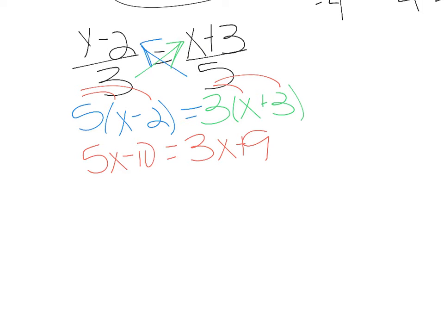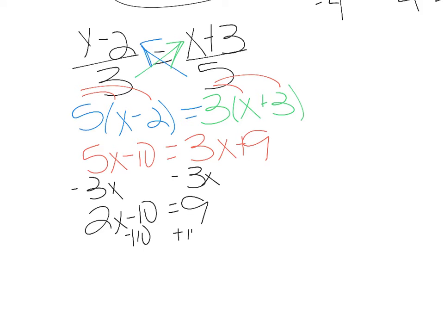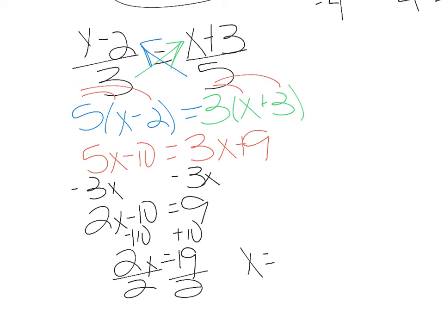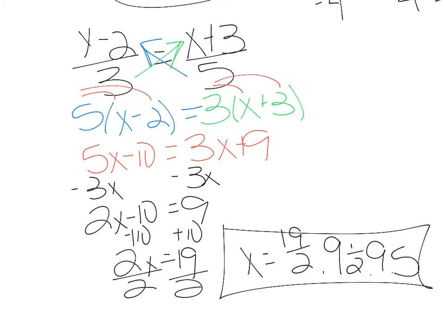And then we want to go ahead, get our x's in the same place. So we're going to subtract 3x from both sides, and I get 2x minus 10 equals 9. Add 10 to both sides. We have 2x equals 19. Divide both sides by 2. We get x equals, you could leave it as 19 over 2. If you wanted to change it to a mixed number, it should be 9 and a half. If you wanted to change it to a decimal, it would be 9.5. All of those are equal and equivalent. Any of them should work.